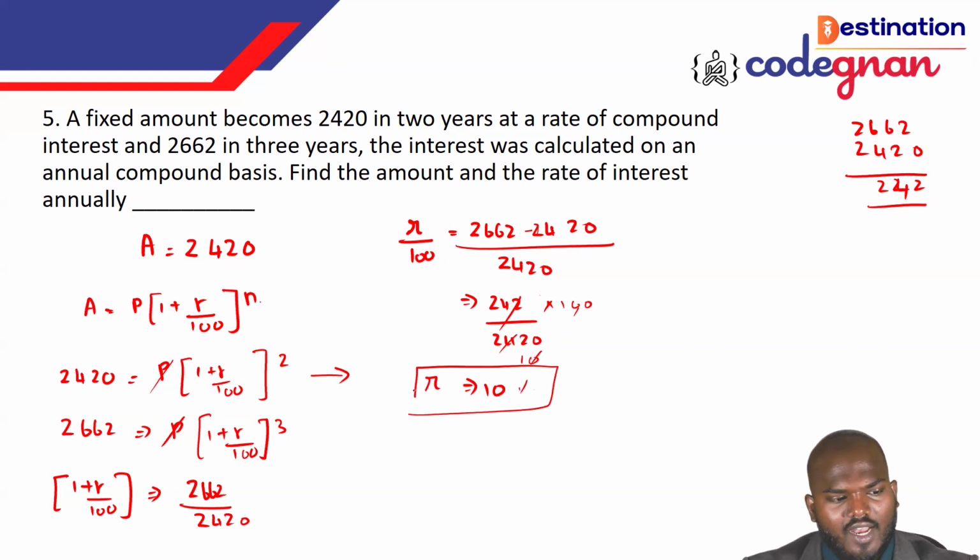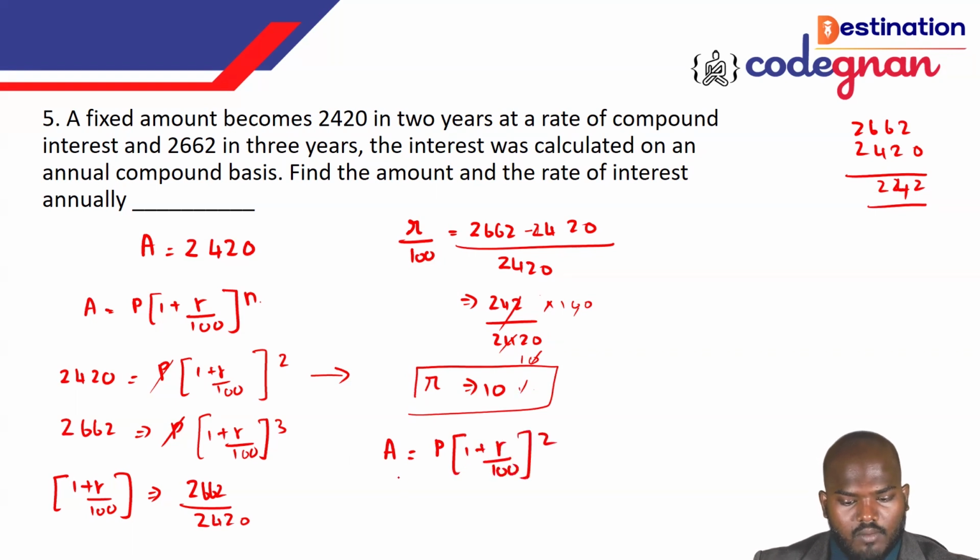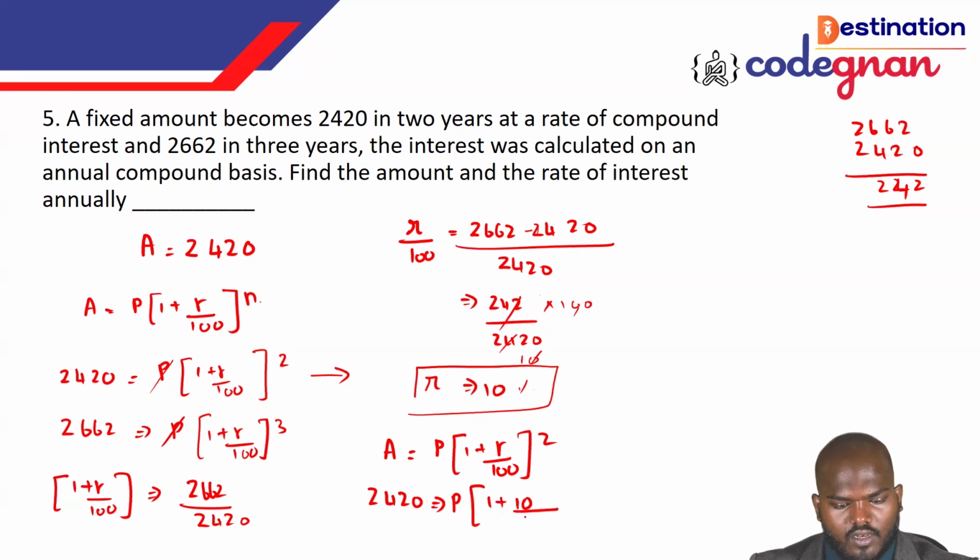Now the question asks to find the amount and the rate of interest annually. We have got the rate of interest, so we just need to find the principal. I apply the same formula; you can take either of the formulas. Amount = P(1 + R/100)^n, because we have two values, for 3 and 2 years. I'm taking 2 years. So the amount is 2420, the principal I don't know. So 1 + R/100, where R is 10, so R/100 is 1/10.